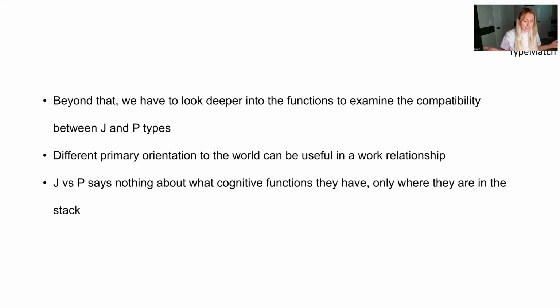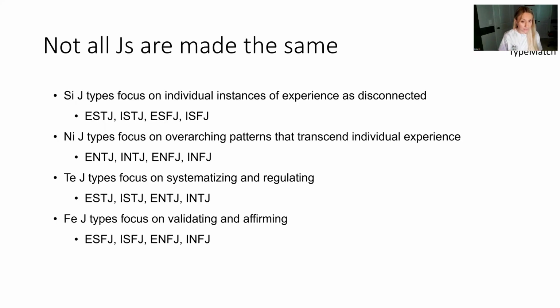So beyond that, we have to look deeper into the functions to examine the compatibility between judges and perceivers, because they do have a different primary orientation towards the world, which can be useful in work relationships. But J versus P says nothing about what cognitive functions they have. It only says something about where those cognitive functions are in their stack. So not all Js are made the same.